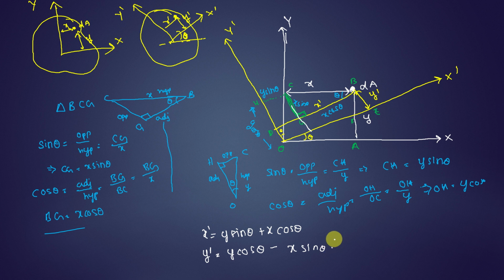Let us now move to find out moments of inertia. Before that, let me write it here. What we have are the values: x dash is equal to y sine theta plus x cos theta, and y dash is equal to y cos theta minus x sine theta. Take them as equations 1 and 2.